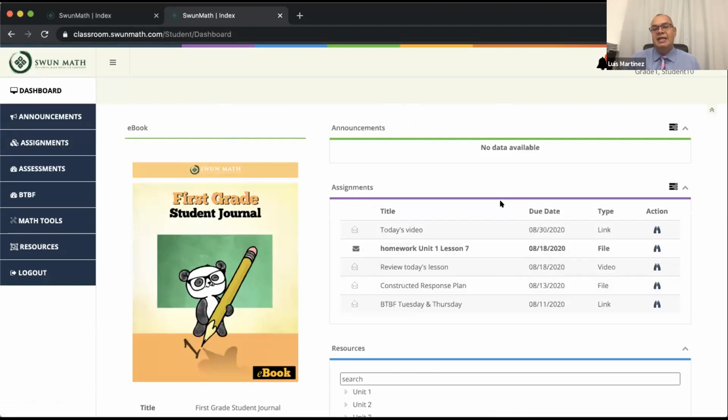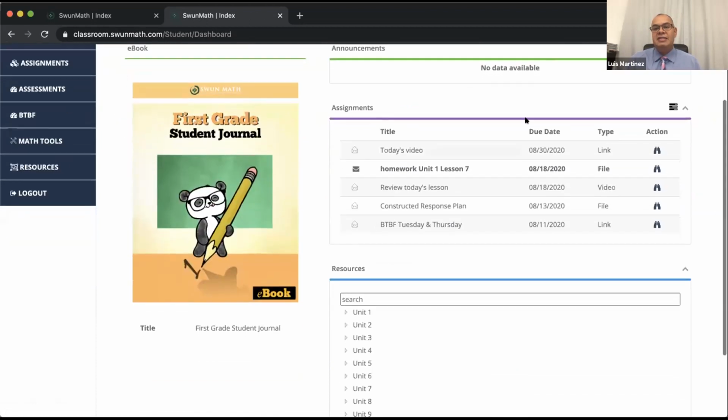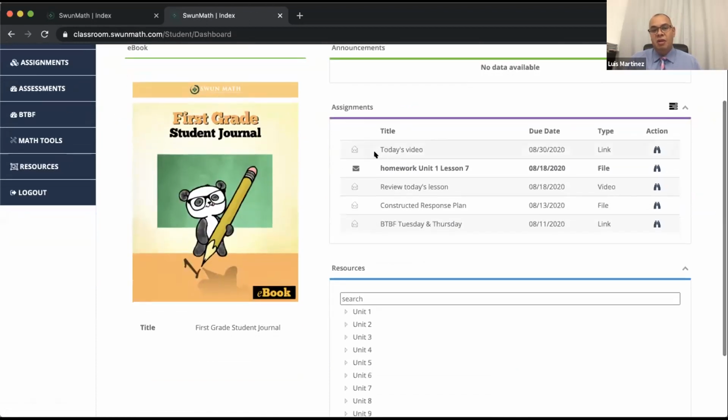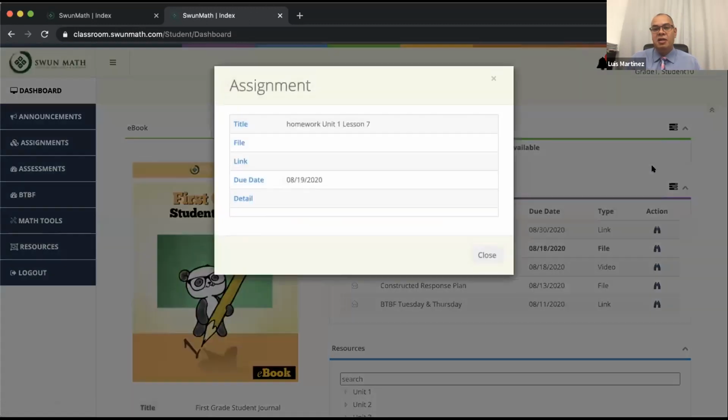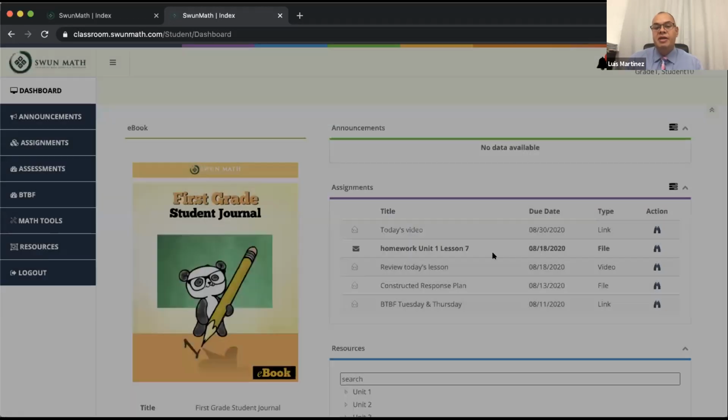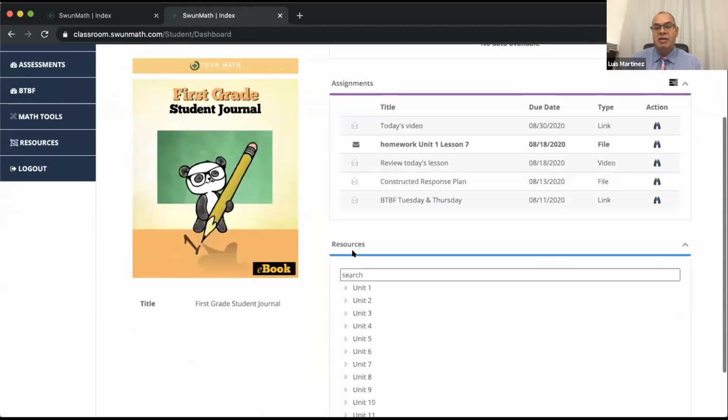If your child has any announcements, it'll be shown here under the announcement section. If the child has any assignments, it's under the assignment section. So for example, my first grade student needs to work on homework, Unit 1, Lesson 7. I click on this binocular for the action, and it tells me I need to complete homework, Unit 1, Lesson 7, and the due date was last month, but these are all samples. Your teacher's due date would be updated to whatever your teacher wants, when your teacher wants your child to complete their assignment. To access that assignment, I simply come down to resources.